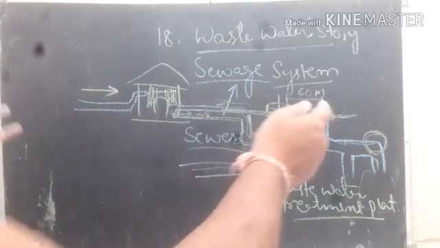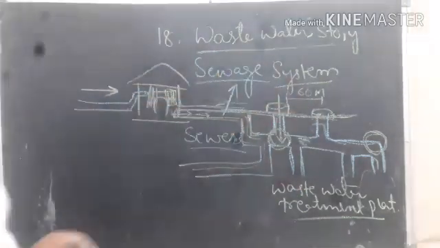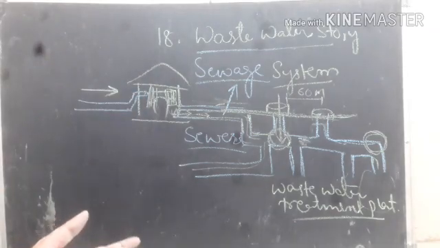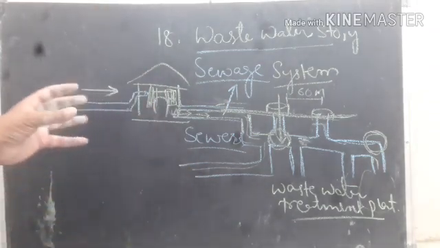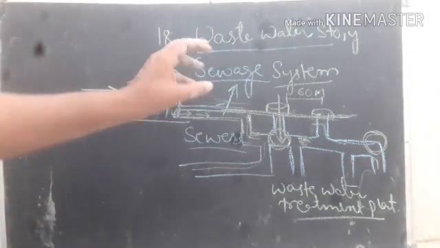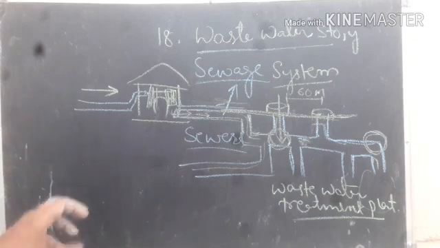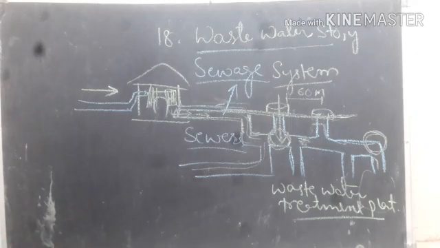Okay, so that is the system. The whole system is called the sewage system. It may be underground sewage or over the ground sewage, whatever it may be. The sewer line is arranged in a systematic manner. That is what we call the sewage system. Have you understood, children? So this is about the sewage system.